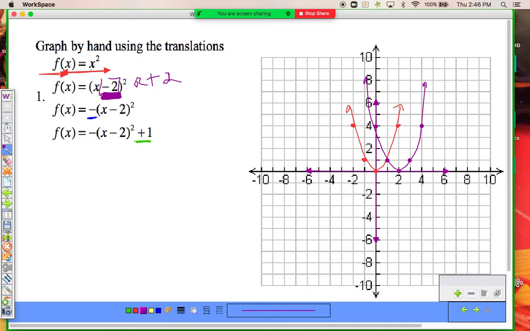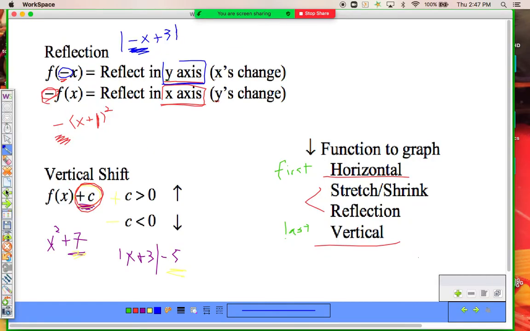All right, the next thing we need to worry about: if I have a negative sign outside my function, how is that going to affect my graph? It's a reflection. Let's go back and look at that reflection. All right, this one's outside the function, so that means I'm going to reflect over x.